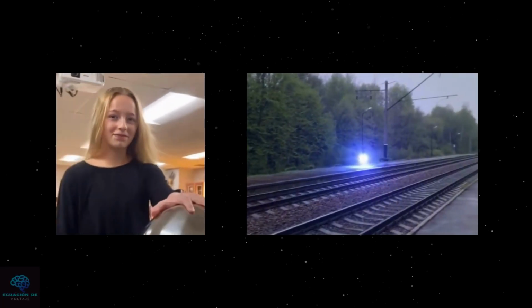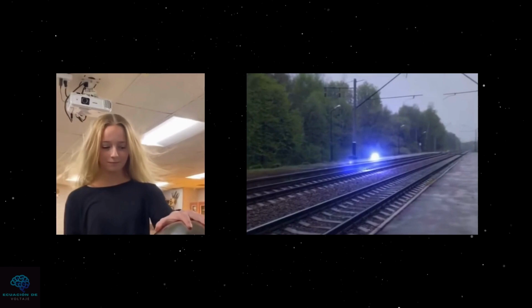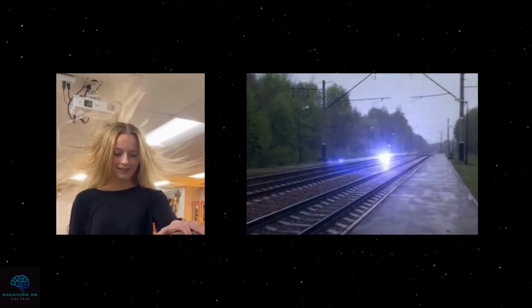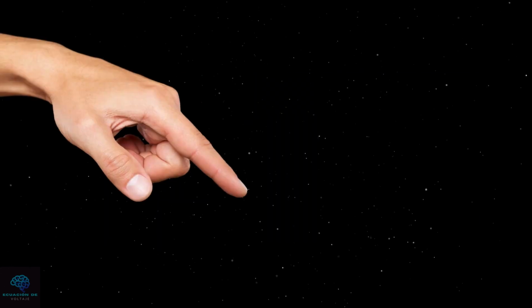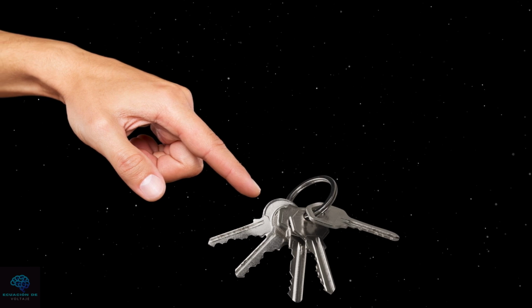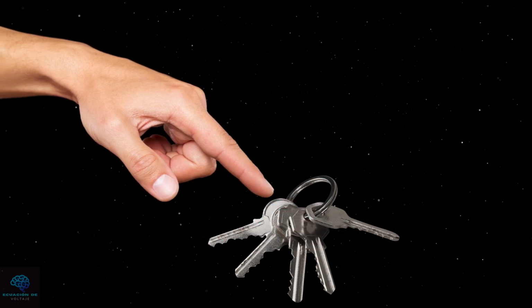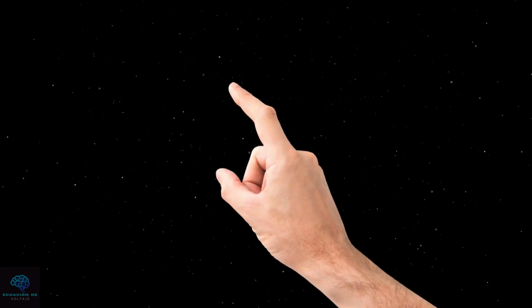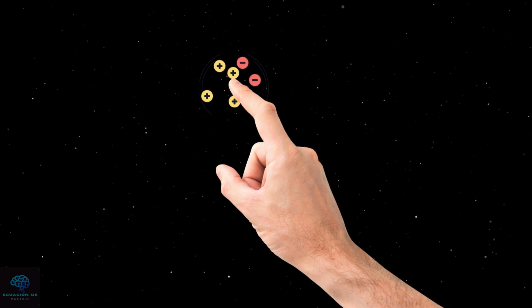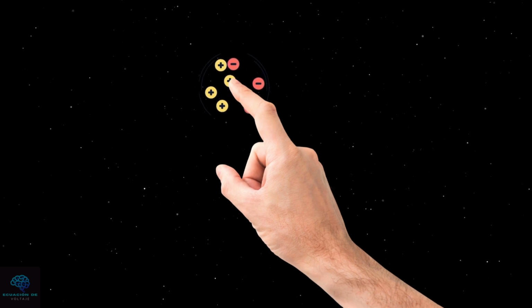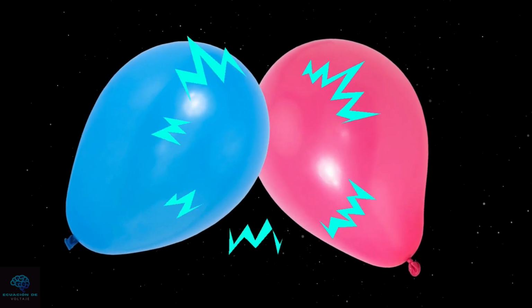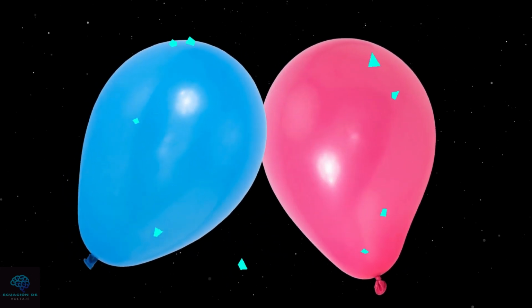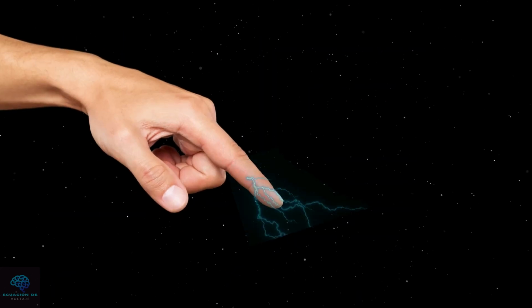Surely you've seen one of these videos before. No, it's not magic, it's static electricity. To understand why we get shocks, we first need to know what static electricity is. Static electricity is a buildup of electric charge on the surface of an object. This charge can accumulate when two different materials rub against each other, causing electrons to transfer from one material to the other.